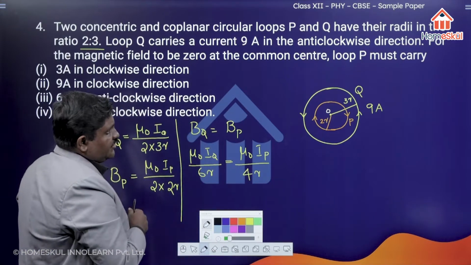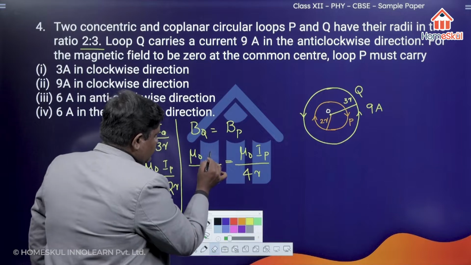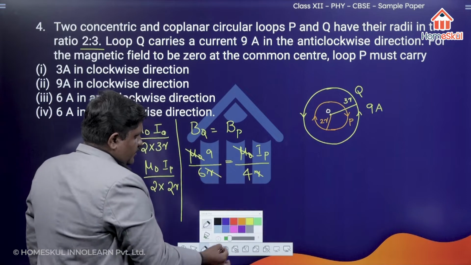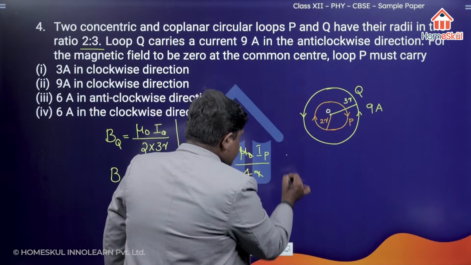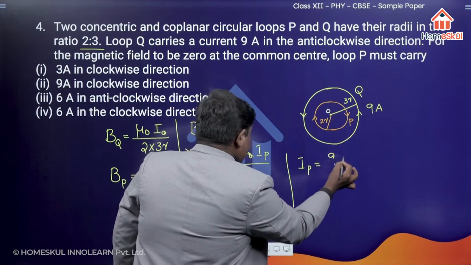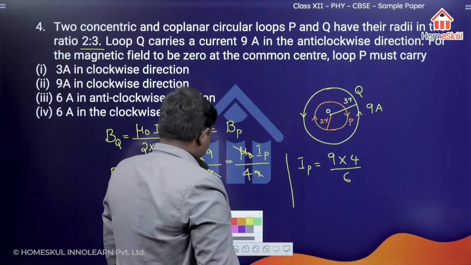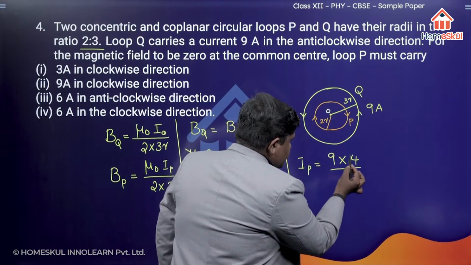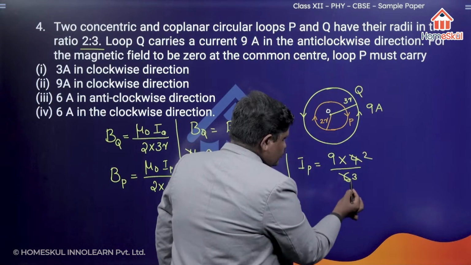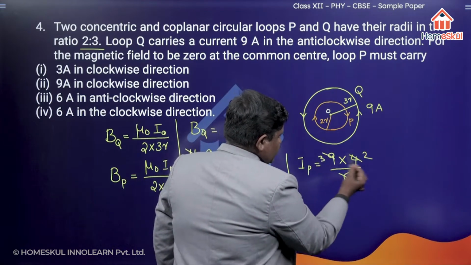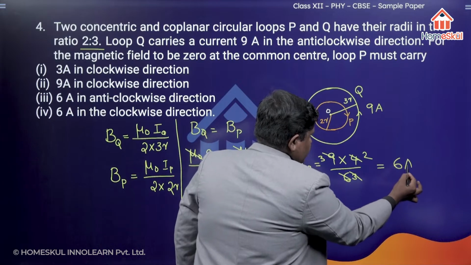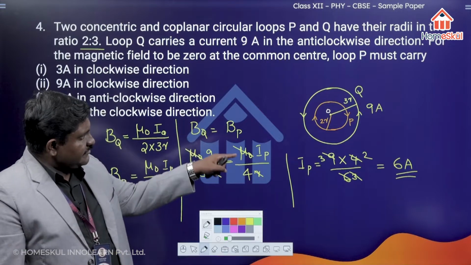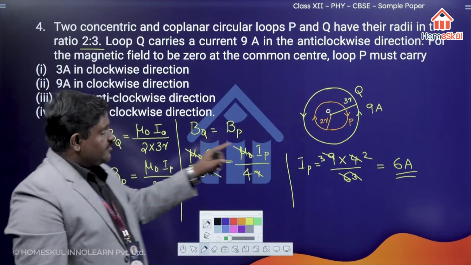Here I Q is 9 ampere. Mu 0 cancels, R and R cancel. Therefore, I P equals 9 into 4 by 6, which is 6 ampere. So the current in the loop P is 6 ampere, and the direction we already found is clockwise.